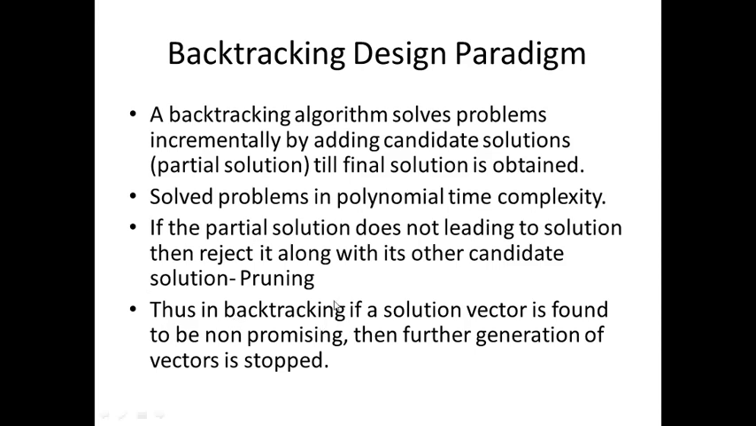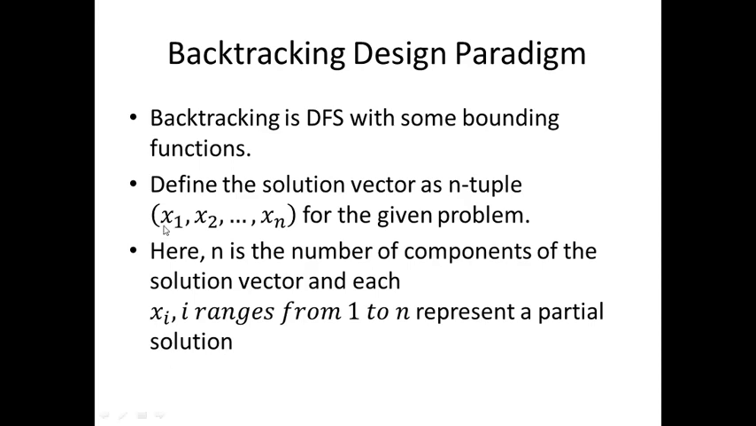Thus in backtracking, this is an important point. Thus in backtracking, if a solution vector is non-promising, that means it's not giving you the final optimal answer, then further generation of the vectors from this non-promising vector is stopped. And this is not done in brute force approach. Here comes the difference. Once you find that this is a non-promising solution vector, you can always backtrack and proceed with another set of choices. And you can see it is something like a DFS.